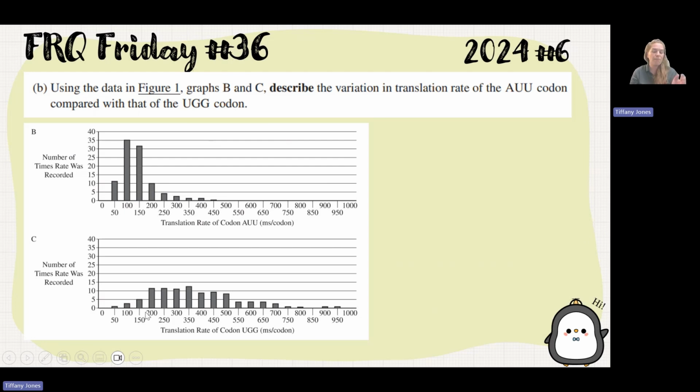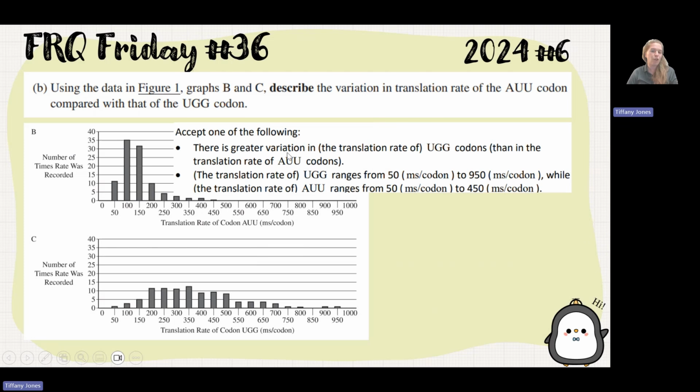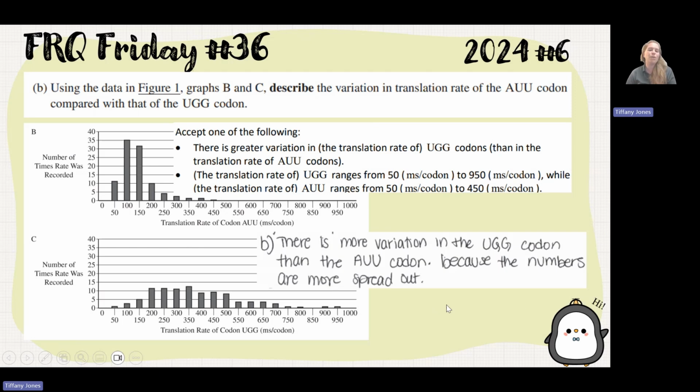Versus if we look at UGG, there's a lot more variation. It goes from 50 all the way to 950. So there's a lot of differences in the amount of time or the rate that it took for this translation to take place. So we could say that there's greater variation in UGG codons than we see in the AUU codons. You could also say the actual numbers. UGG range from 50 to 950, while the AUU range from 50 to 450. So you can see the difference in their ranges. Students said there's more variation in the UGG codon than the AUU codon because the numbers are more spread out.